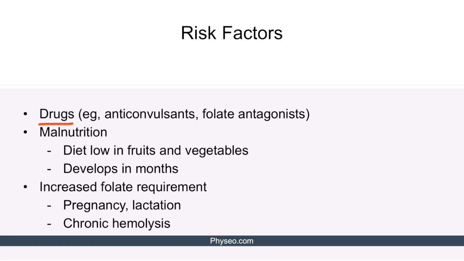Drugs, particularly anticonvulsants like phenytoin and folate antagonists such as methotrexate, are very common risk factors for folate deficiency. Malnutrition is another important risk factor and is usually seen in patients who consume a diet low in fruits and vegetables. Unlike vitamin B12 deficiency, for which stores in the liver can last for years, folate stores are sparse, and deficiency can develop in months.